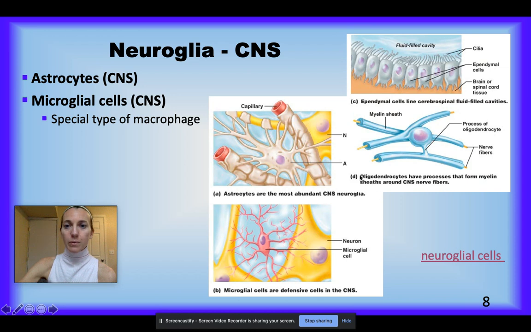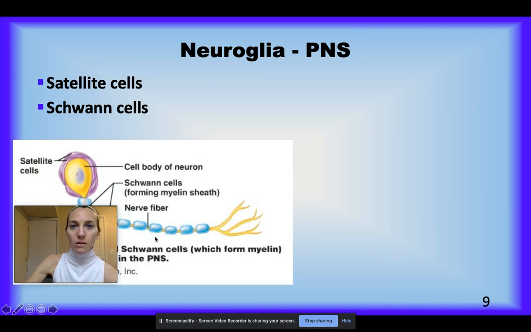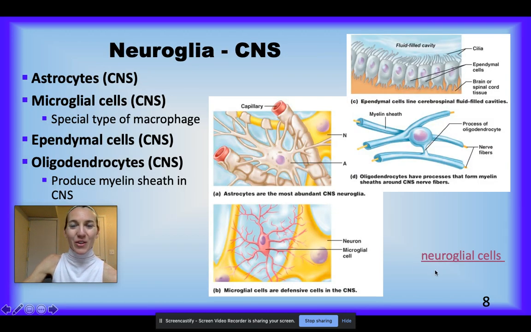And then last up, oligodendrocytes. These are cells in your central nervous system that lay down the myelin. We're going to see a different type of neuroglial cell laying down myelin in the peripheral nervous system. So those are the four glial cells that you'll need to know for the central nervous system. There is also a video link here that you can play to reinforce much of what I was just saying.